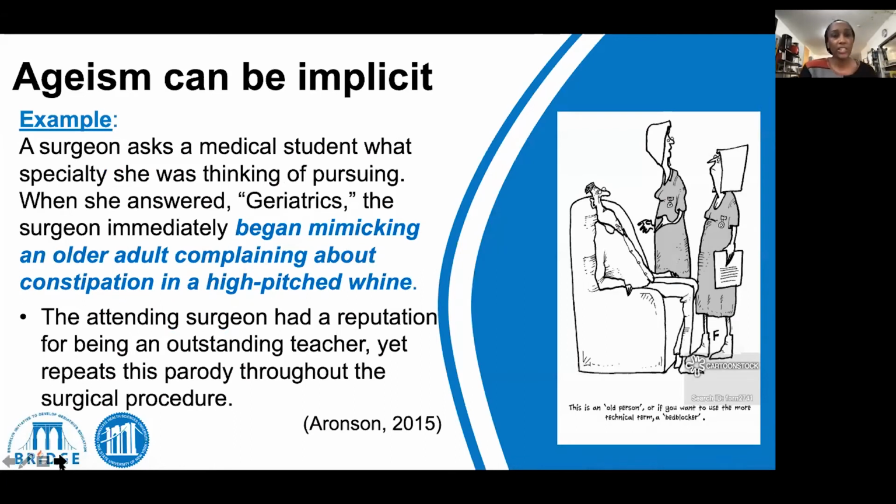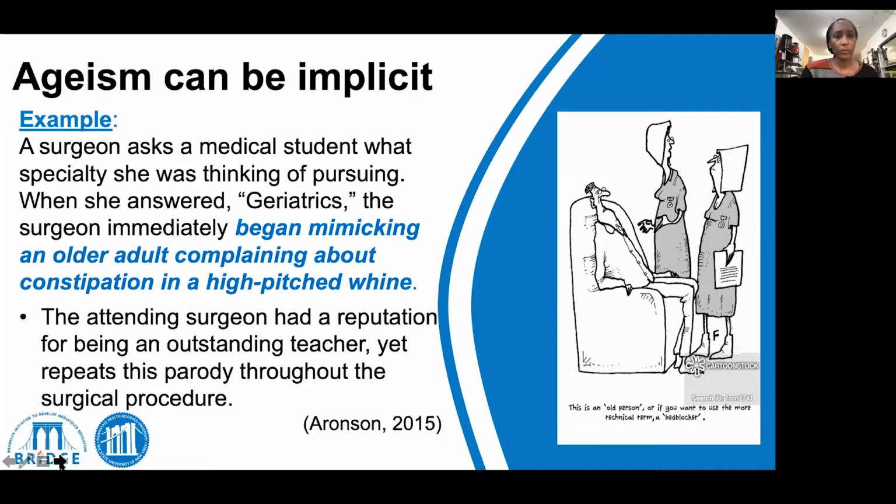Okay, so ageism can be implicit. We know that. This is an example from an article that I read talking about how a surgeon mocked a medical student when she responded that she wanted to go into geriatrics. And he began mimicking an older adult complaining about constipation in a high-pitched voice or whine. How do you think you guys would feel about that? How would anyone feel? Very unprofessional, very stereotyping.